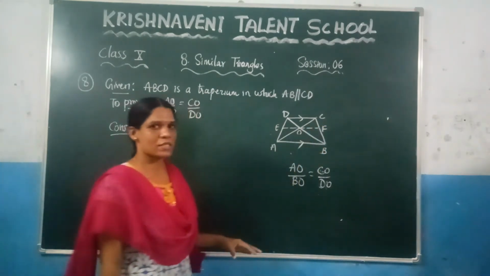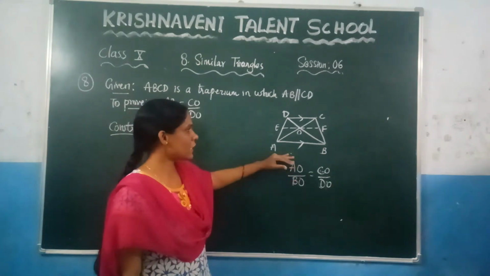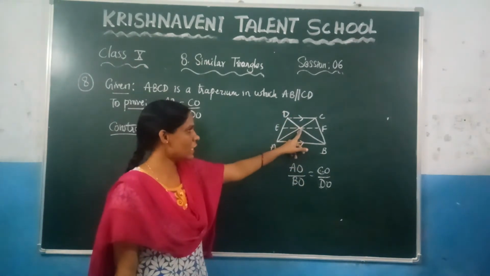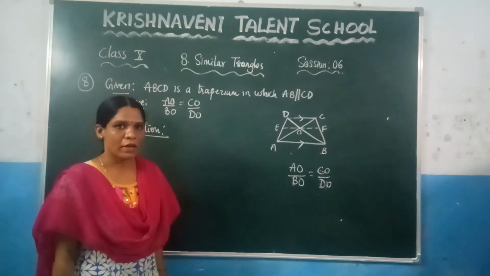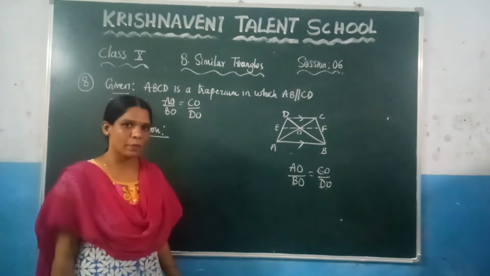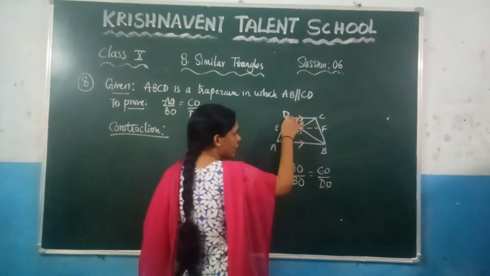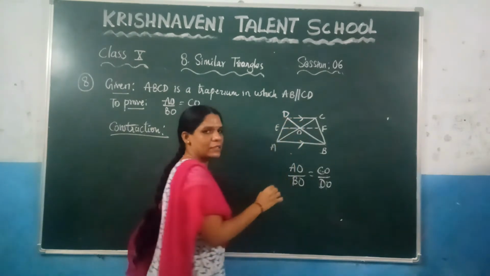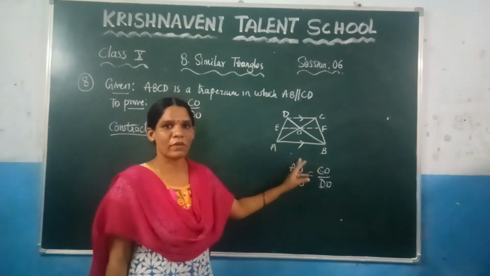So what is our construction? You need to draw a line EF such that EF is parallel to the line DC, and it should pass through the point O. Like that you need to draw one parallel line. Why are we drawing this parallel line? Because if you draw one parallel line, you will get one triangle, so that you can apply the basic proportionality theorem. For that reason, we are drawing one parallel line.